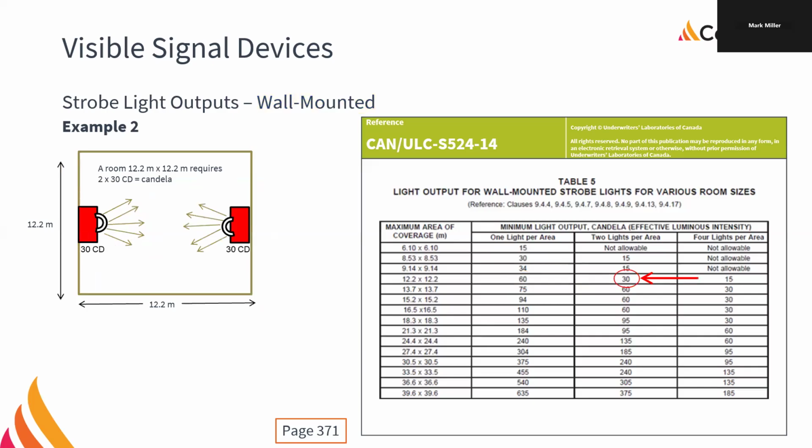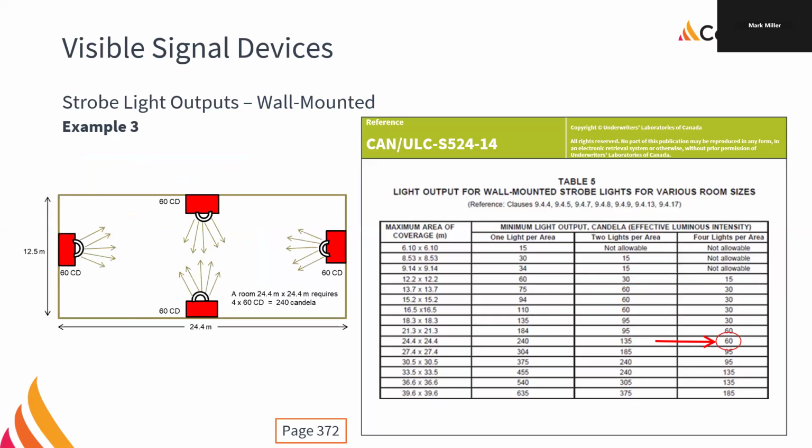So depending on the size of the room, it's going to change the number of lights that we're going to have so that we have the proper coverage. Right? We could have one light in the room, we could have two, we could have four, we could have more. It depends on what we're dealing with.